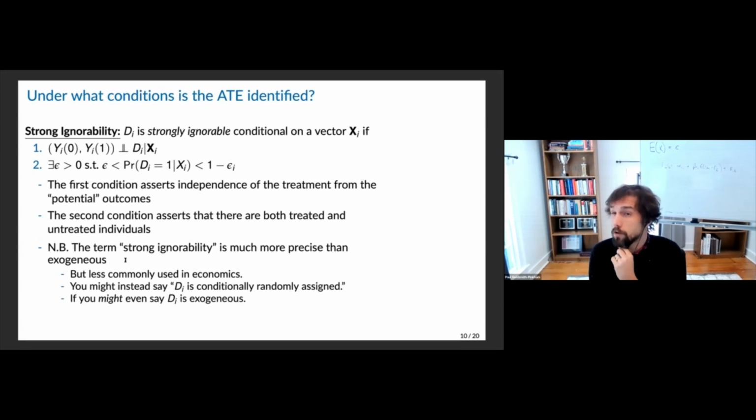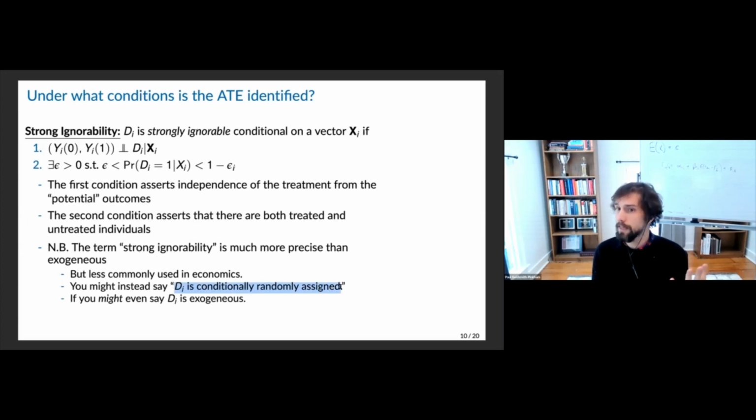This term strong ignorability is very common in the stats and political science literature. It is effectively what you have in mind, for the economists in the audience, when you say something is exogenous. I have to say that I think exogenous is not very precise, and this is a very precise statement specifically about conditional independence and treatment.